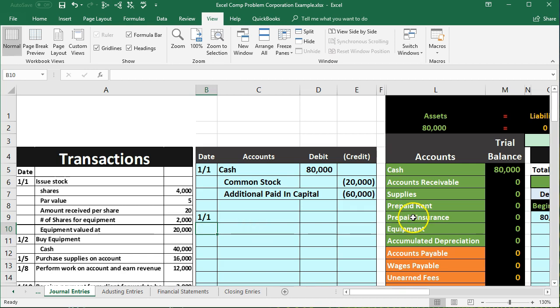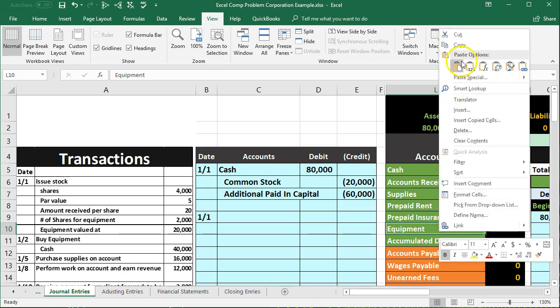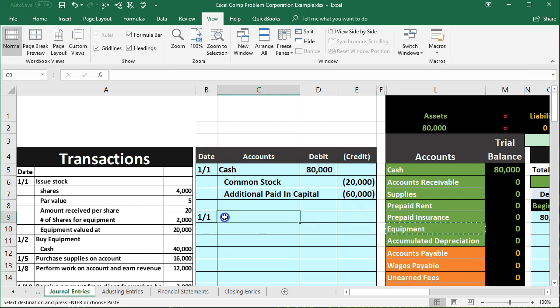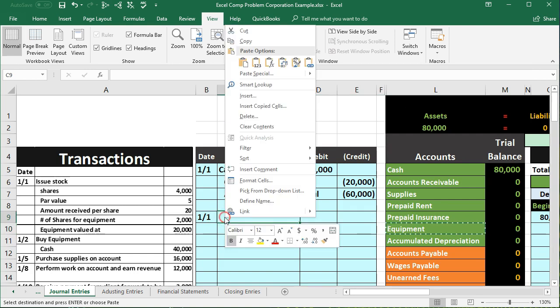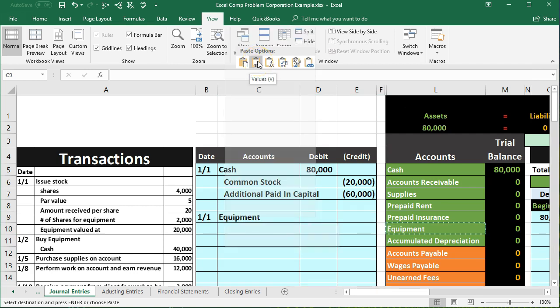So it's going to be the similar thing. Instead of getting cash, is cash affected? No. What did we get? Equipment. So equipment's on the books as an asset. We're going to make it go up by doing the same thing to it, which is another debit. So we are in L10. I'm going to right click and copy. We're going to go over to C9, right click and paste 1, 2, 3.